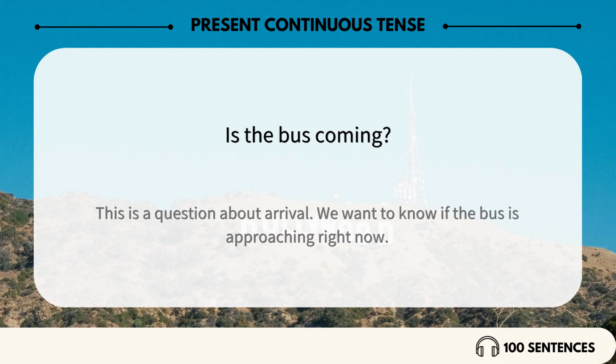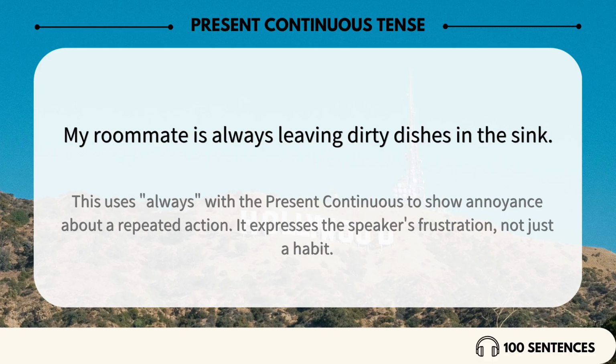Is the bus coming? This is a question about arrival. We want to know if the bus is approaching right now. My roommate is always leaving dirty dishes in the sink. This uses always with the present continuous to show annoyance about a repeated action. It expresses the speaker's frustration, not just a habit.